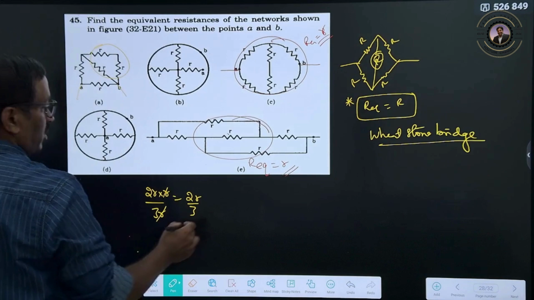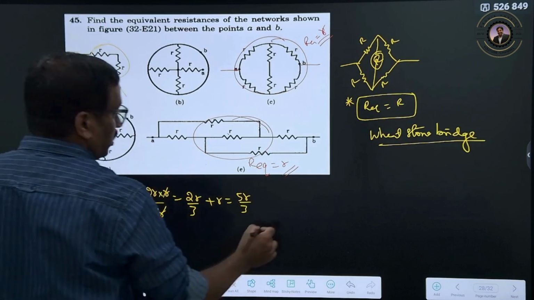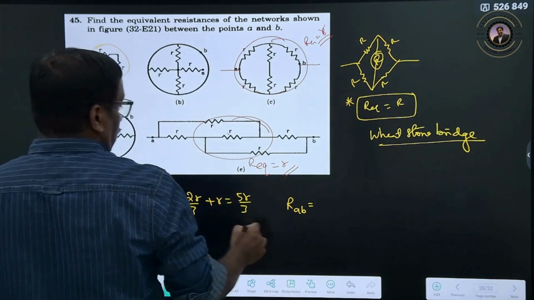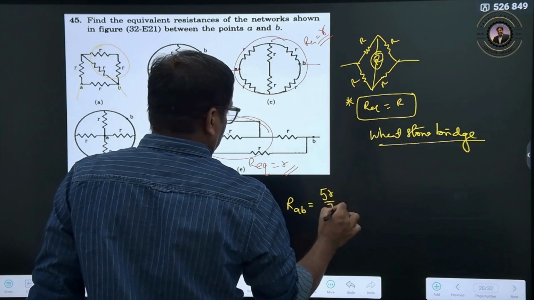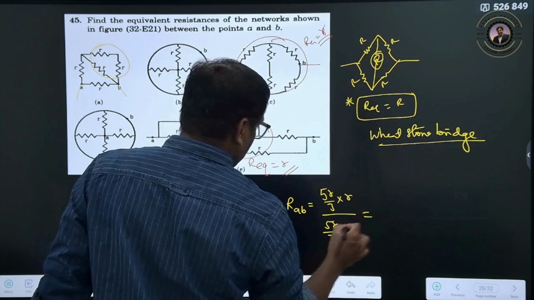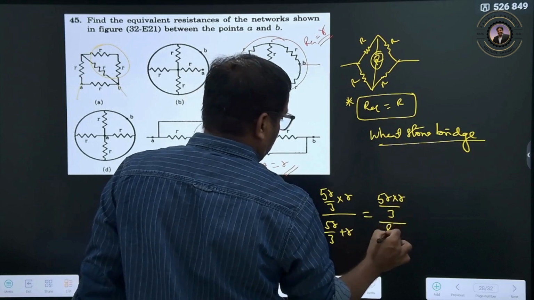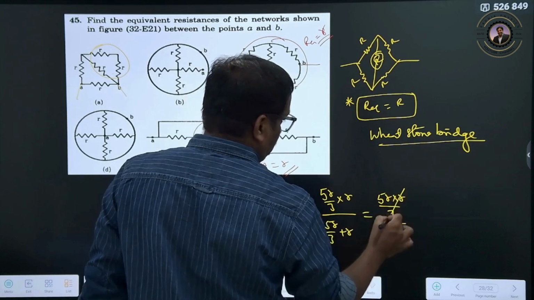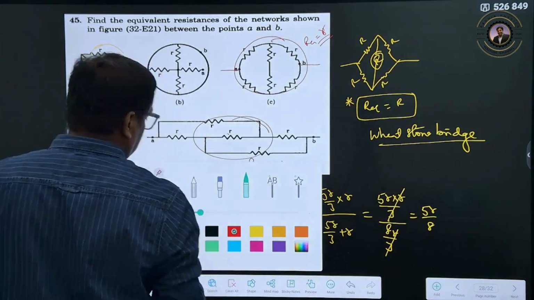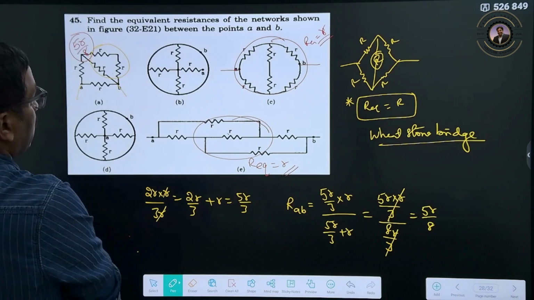And this is added to this one, plus R, therefore 5R by 3, and this is parallel to this, therefore RAB is 5R by 3 into R by 5R by 3 plus R. This is 5R into R by 3 by 8R by 3, so R by 3 gets cancelled, 5R by 8. So your answer will be 5R by 8. Clear?